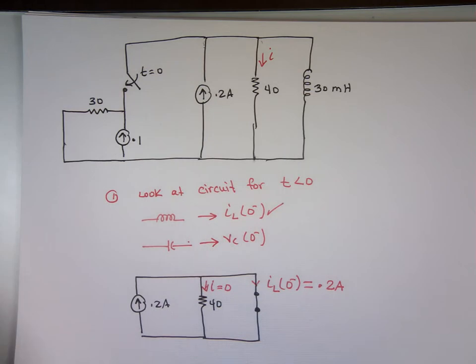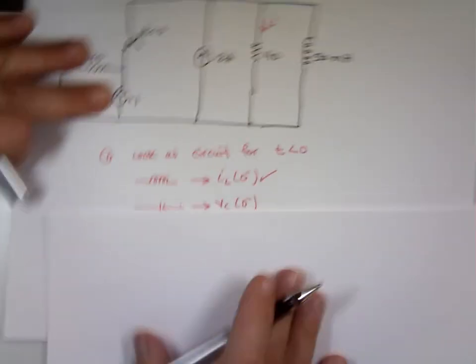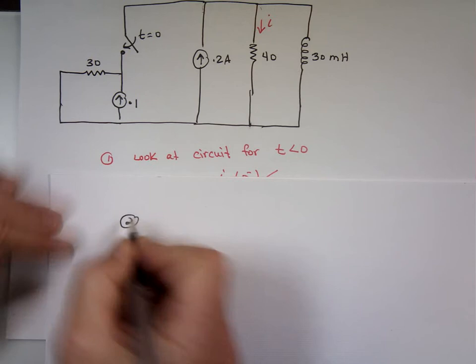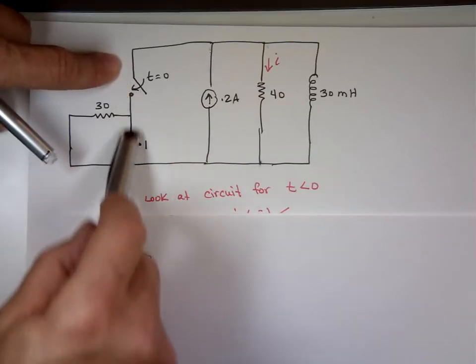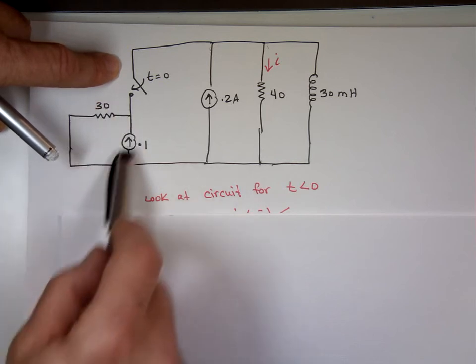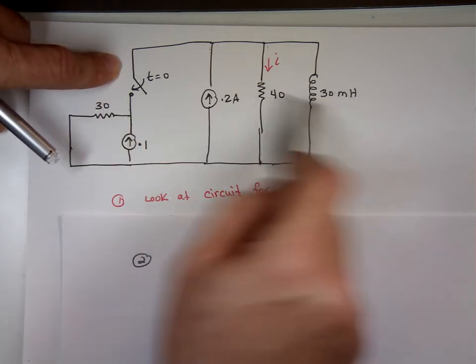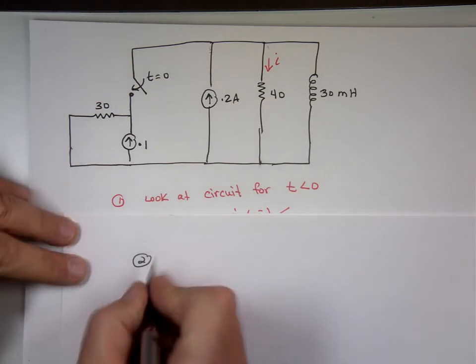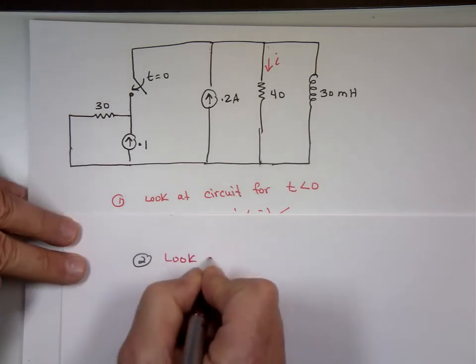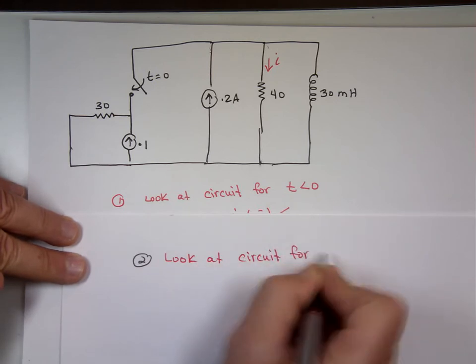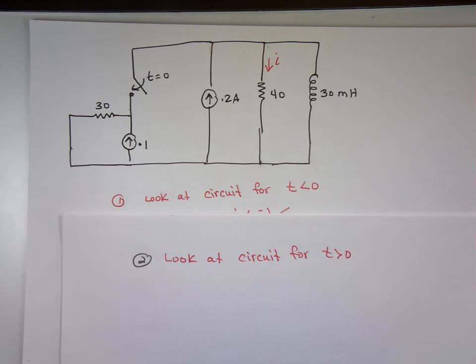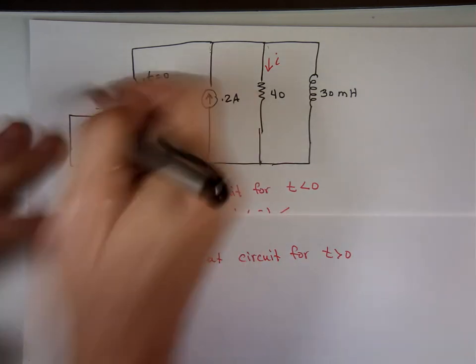Let's look at the circuit for t greater than 0. How come 40 is not part of the circuit? Because that's open here. There's nothing going that way. That current's just going to loop right there. It's not going to affect the inductor or any of these. So step number 2, let's look at the circuit for t greater than 0. Now that switch closes, so that will affect the circuit.